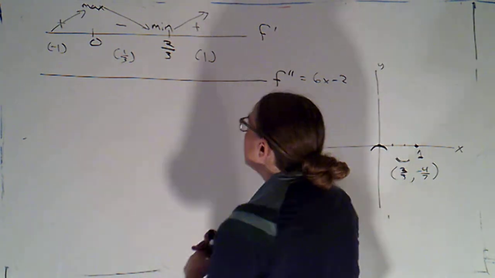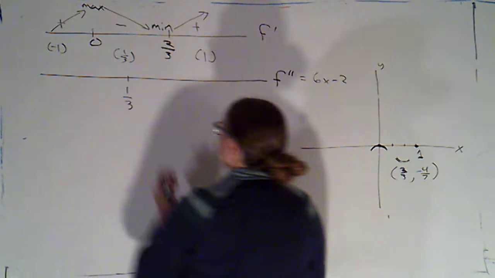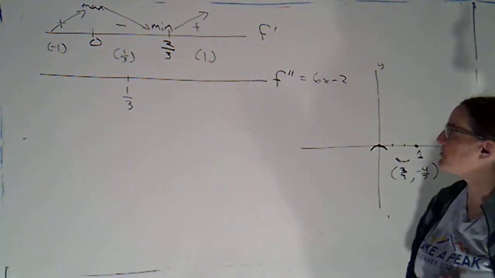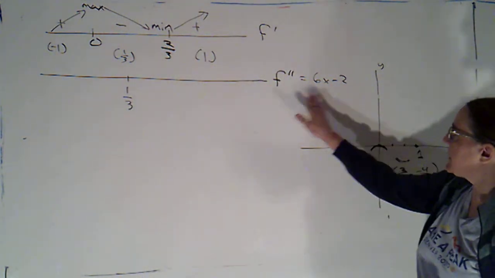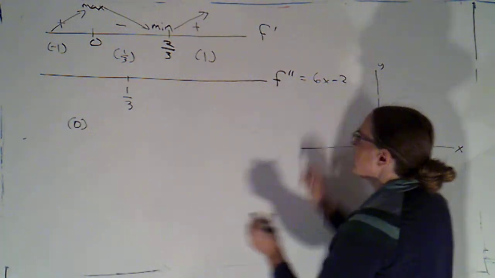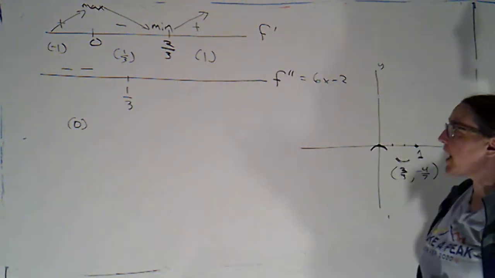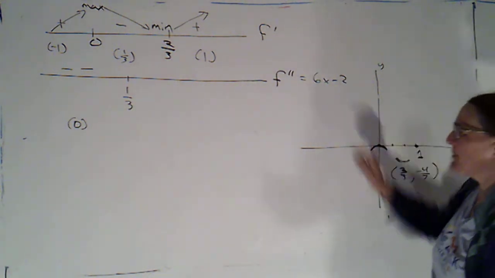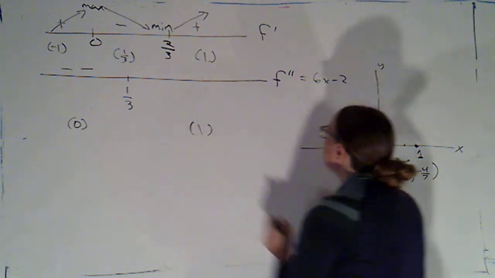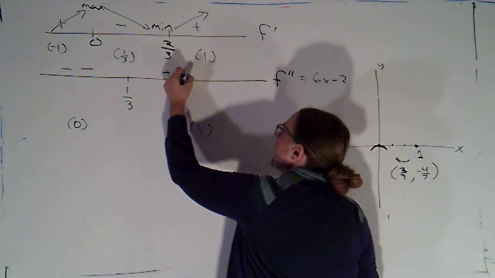Okay, so we had just one possible point of inflection, which was at 1/3. If I pick a number to the left of that, I think I'll pick 0. That's going to give me something that's negative. If I pick something to the right of that, I'm going to pick 1 just because it's easy to plug in, and that's going to give me 6 minus 2, which is 4, which is positive.